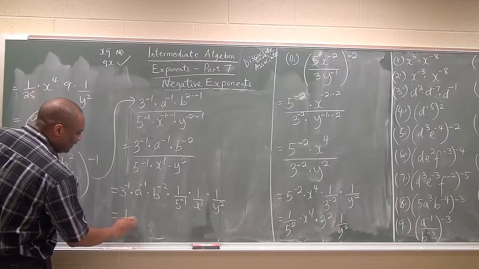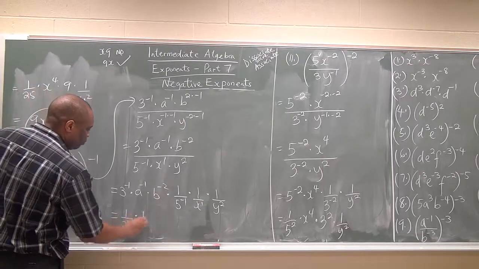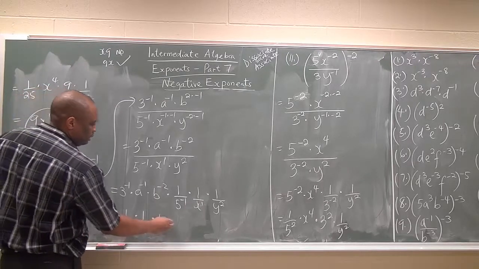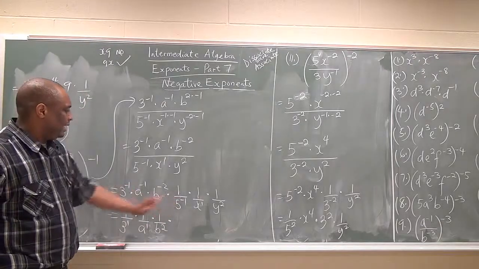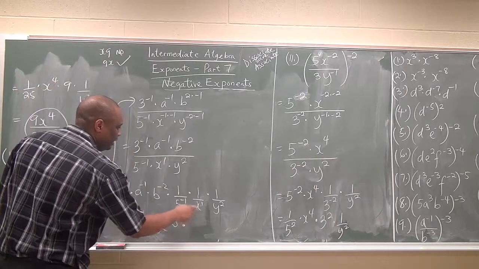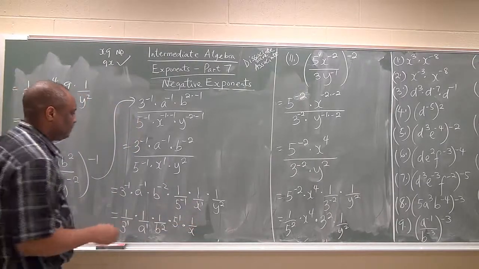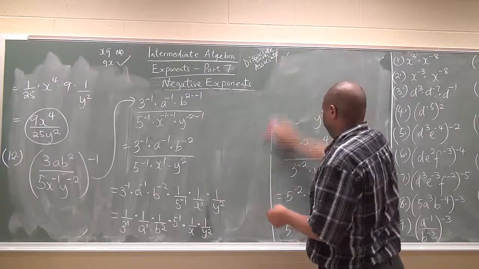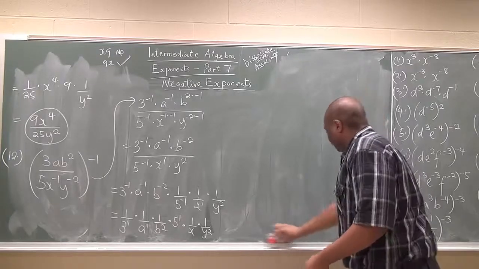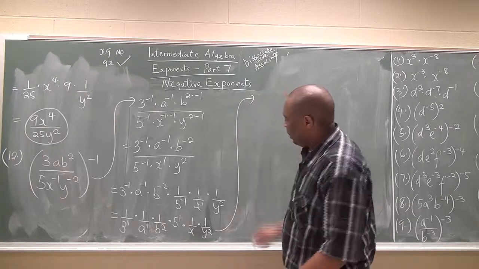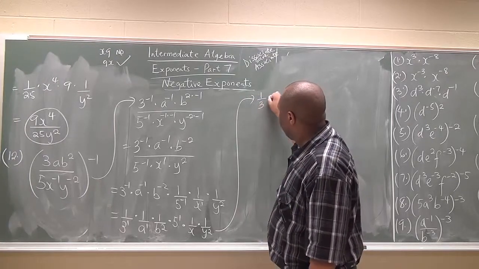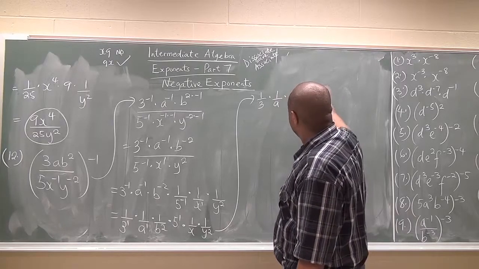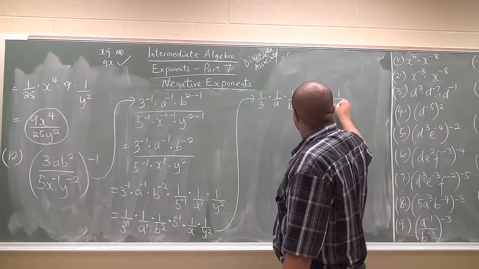So this will be 1 over 3 exponent 1 times 1 over a exponent 1 times 1 over b exponent 2 times 1 over 5 exponent negative 1, it's already 5 exponent 1 times 1 over x, because x exponent 1 means x, times 1 over y squared. We are doing it step by step. Step by step is the key, so you don't make mistakes. So we come back here, this is 1 over 3 times 1 over a times 1 over b squared times 5 times 1 over x times 1 over y squared.